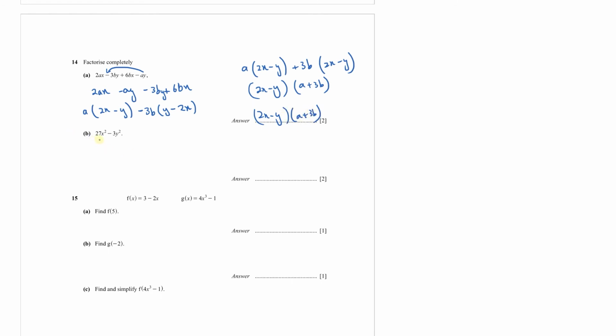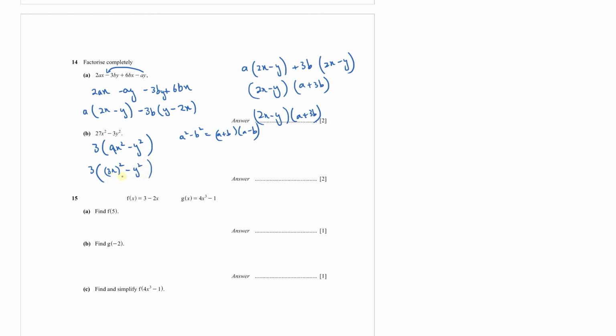The next part is 27x squared minus 3y squared. So I can take 3 common. This will become 9x squared minus y squared. And then I can factorize this further because I can use the formula a squared minus b squared equals a plus b into a minus b. So I can write this as 3 into 3x squared minus y squared.